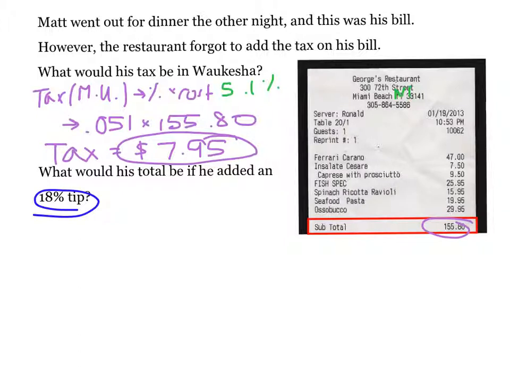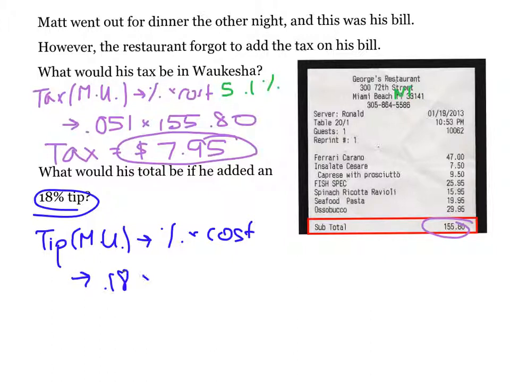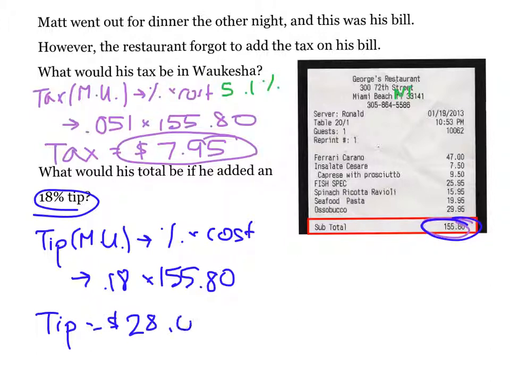So next we need to figure out our tip, or the markup for the tip. And remember, once again, it's percent times the cost. In this case, our percent is 18, so we take 0.18 times the cost of our bill of $155.80, and we get our tip that we're going to leave is $28.04.